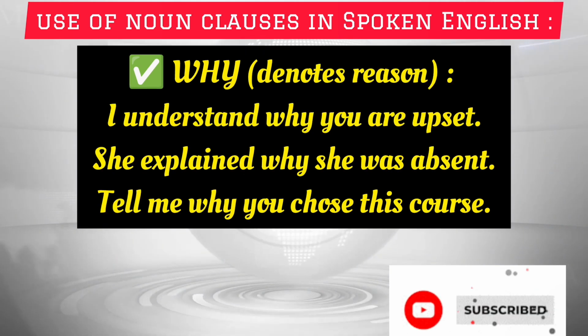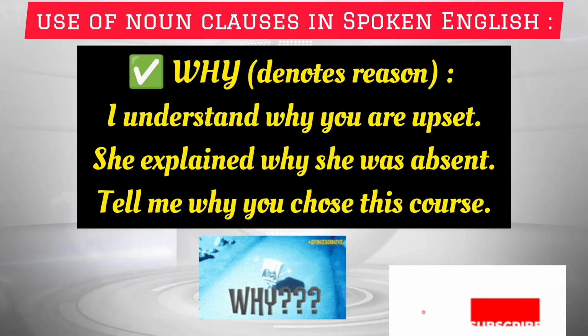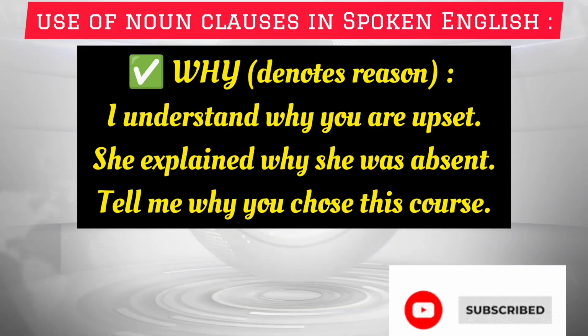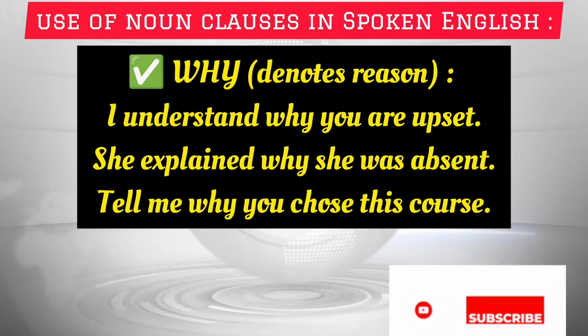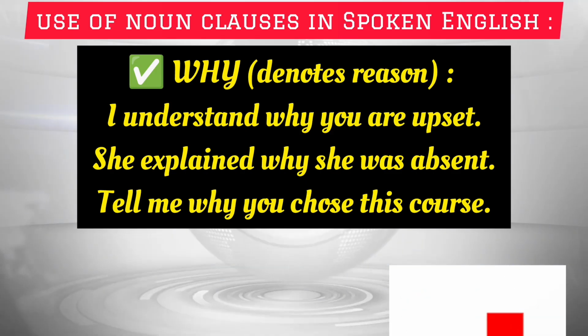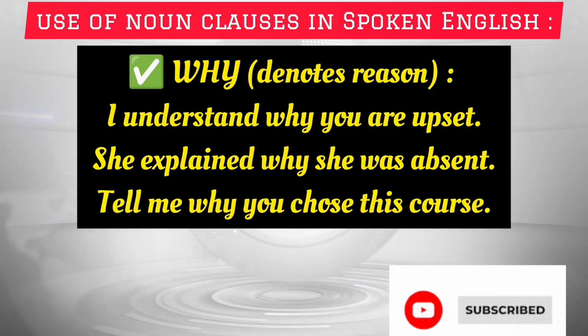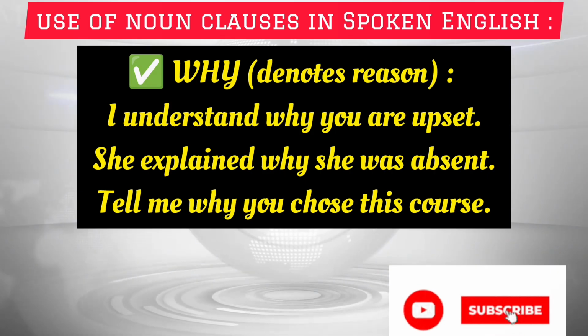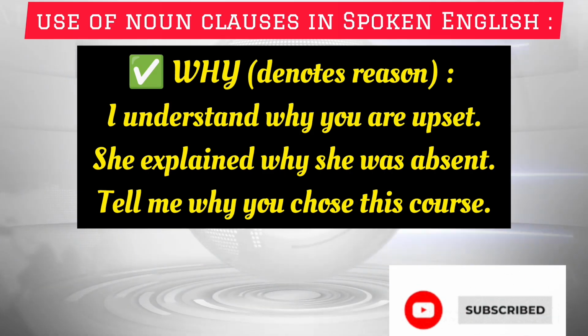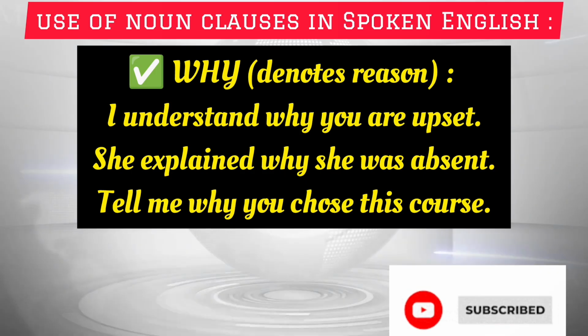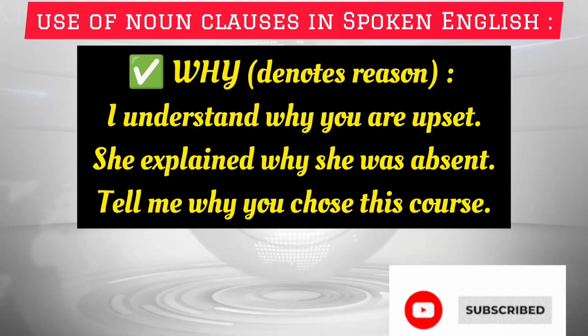So it denotes reason. As you see the first example, I understand why you are upset. Why you are upset is the noun clause. So I'm talking about the reason. I know the reason why you are upset. See the second example, she explained why she was absent. So why she was absent is the noun clause, which is the reason she explained that she was absent.